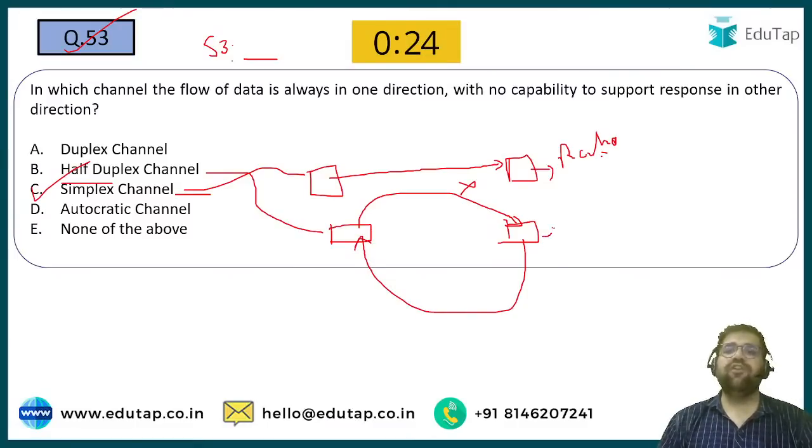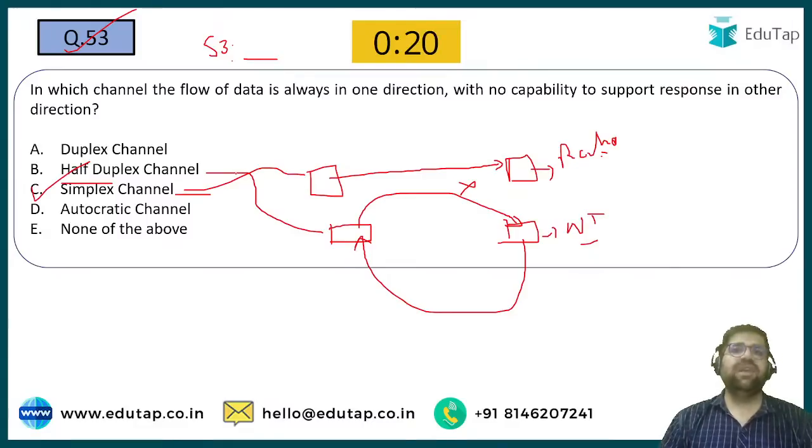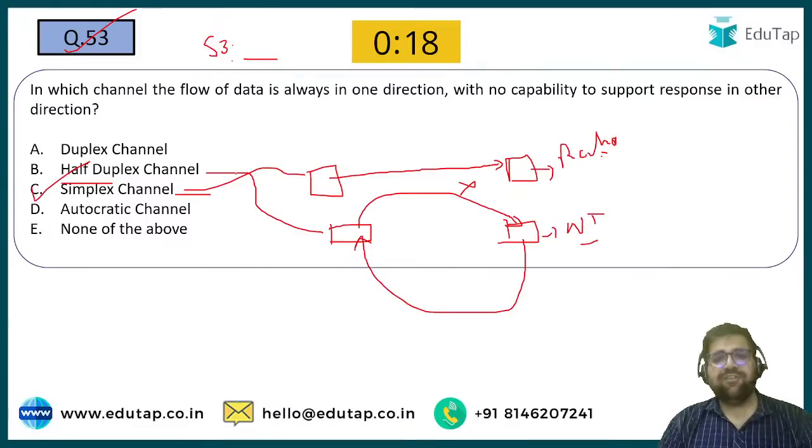For example, you have your walkie-talkies. What is a walkie-talkie? It is a kind of half duplex channel. So first, the commander will say, where are you? Then the officer will respond after listening to that message.